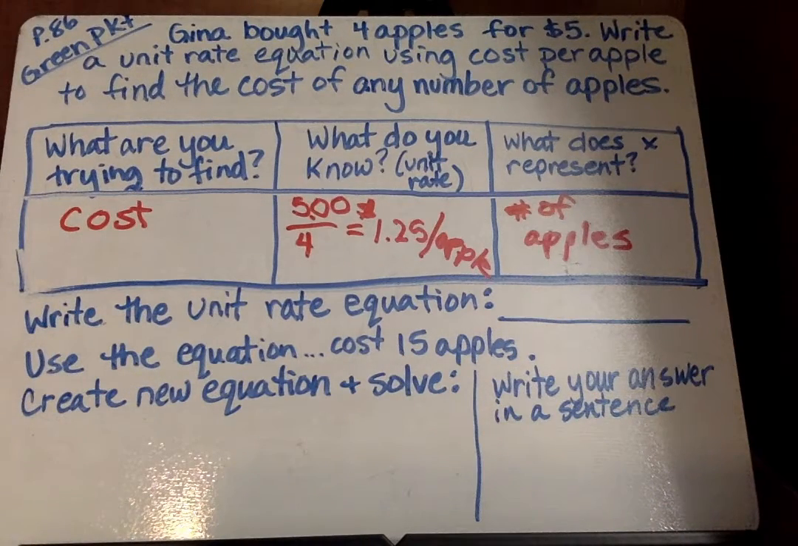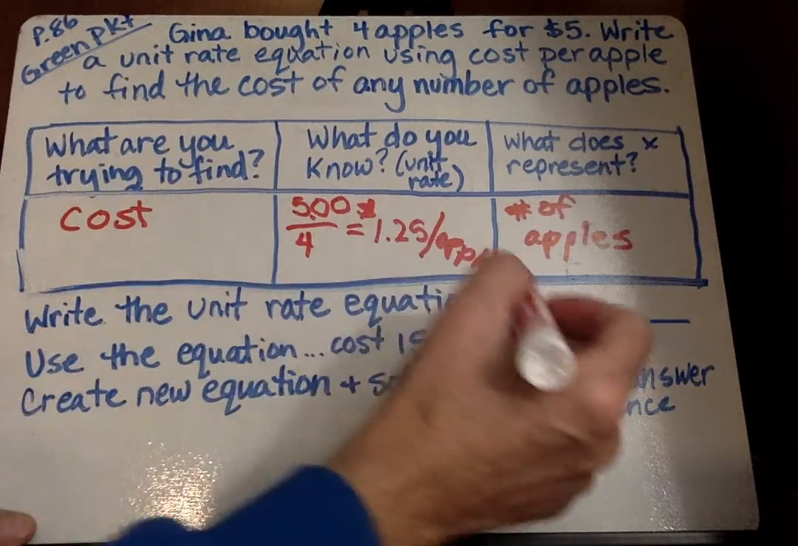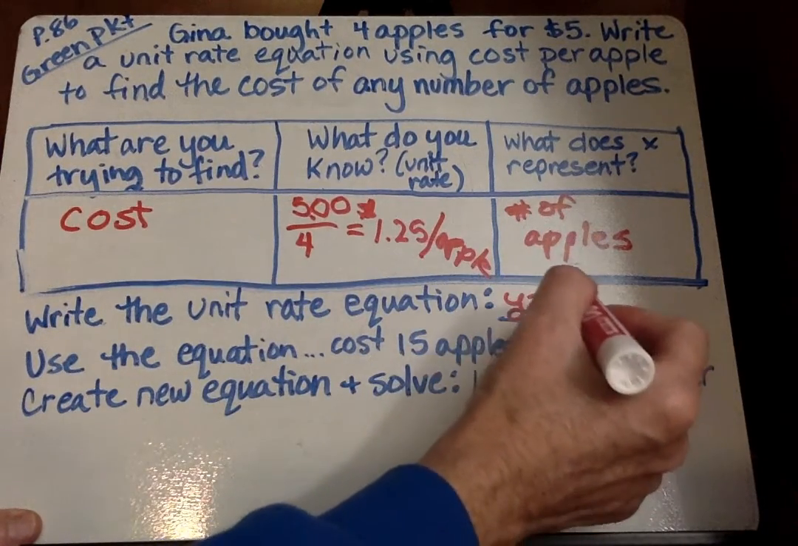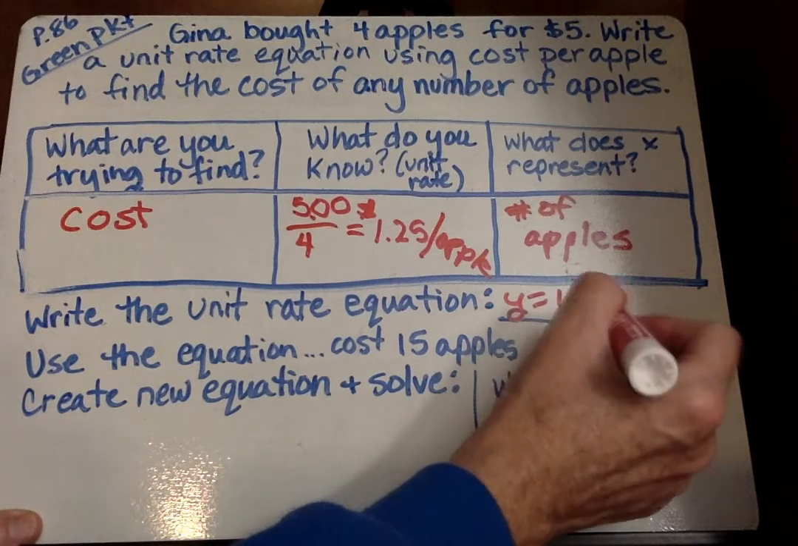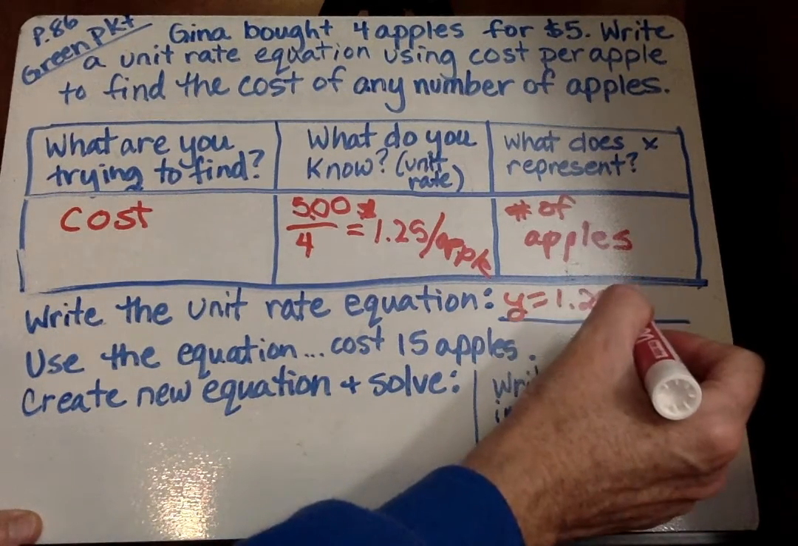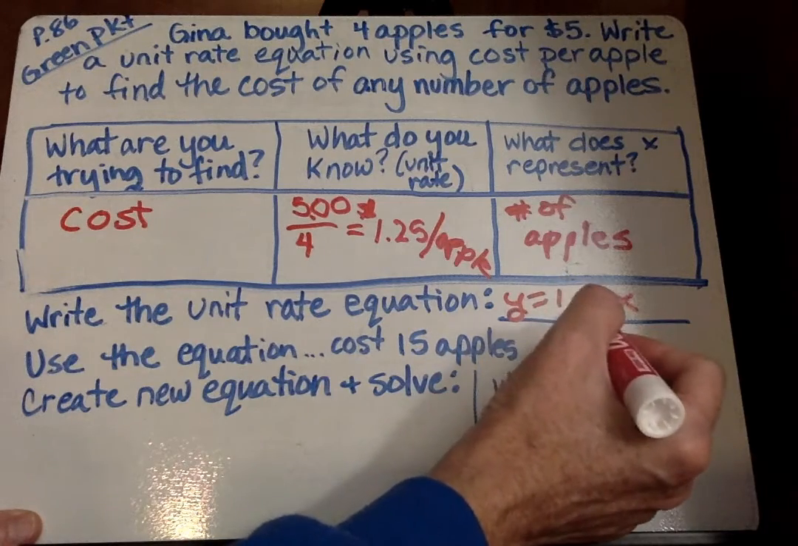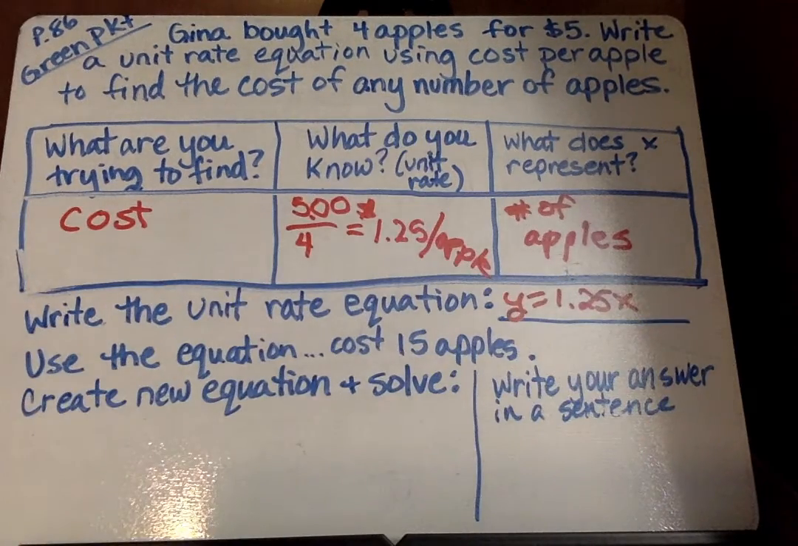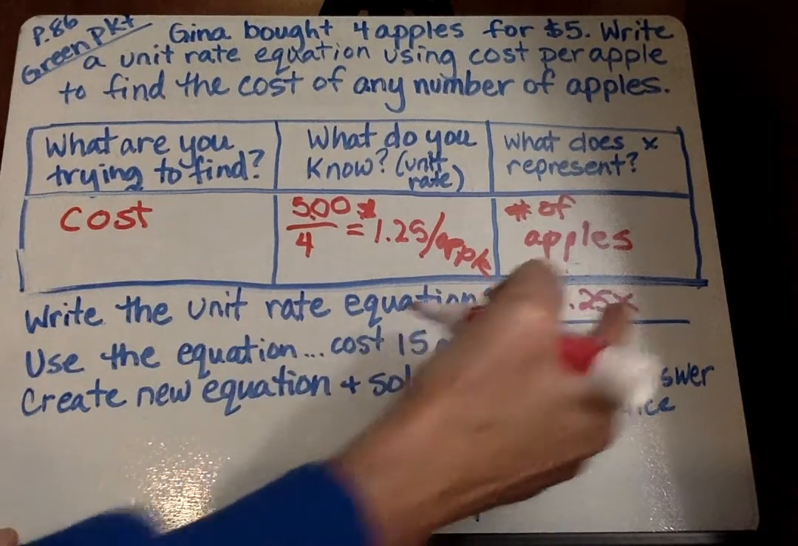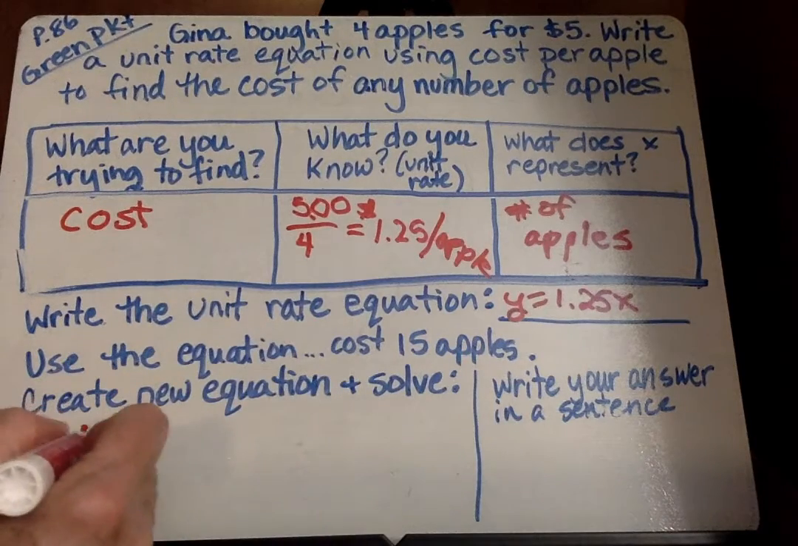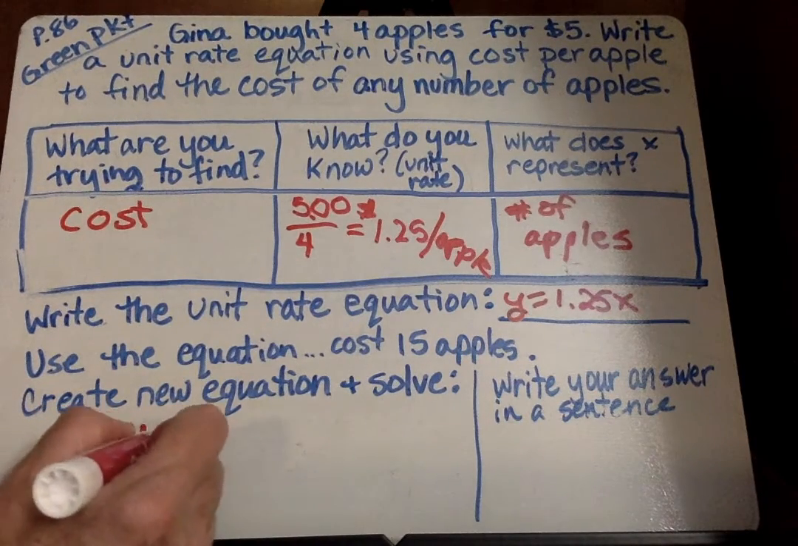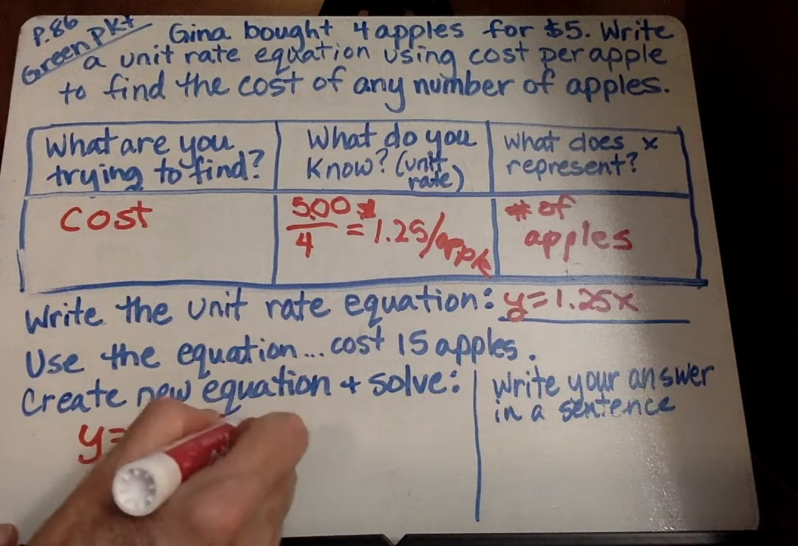Okay. So we write the unit rate equation. y equals 1.25x. So x is the number of apples. There's the unit rate right in front of x, and y is going to be your solution. Okay. Next, it says, use the equation to calculate how much it costs to buy 15 apples. Create the new equation and solve. So we say this x is going to be 15. So that's our number of apples. So we say y equals $1.25 times 15.